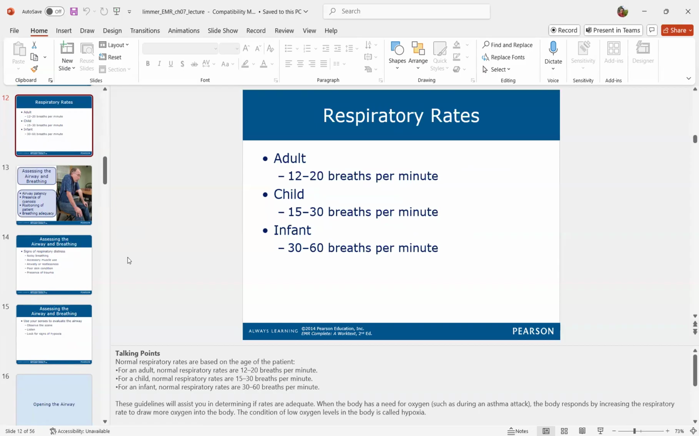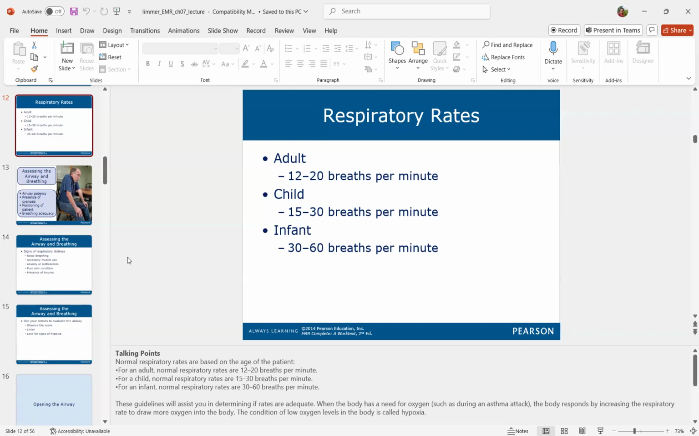For children, normal respiratory rates are 15 to 30. When we're born, we breathe really fast and then we slow down as we age. So as an infant, our breathing rate's 30 to 60. So infant is anything under 12 months. And again, these are just guidelines that can assist you in determining if the rate your patient is breathing is adequate.